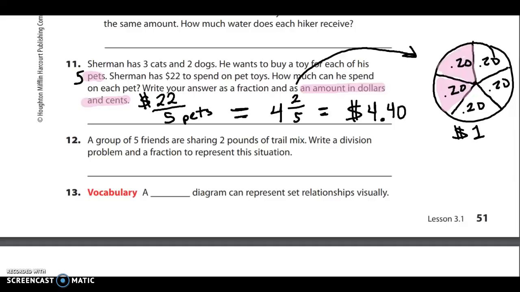All right, 2 more questions here. Number 12. A group of 5 friends are sharing 2 pounds of trail mix. Write a division problem and a fraction to represent this situation. So what I'm going to do here is put the right and wrong next to each other. I'm going to let you choose which is which. Should we take 5 friends, I'm going to do FR for friends, and divide that by 2 pounds of trail mix? I'm going to put a TM for trail mix. Or should we take 2 pounds of trail mix and divide it by 5 friends?